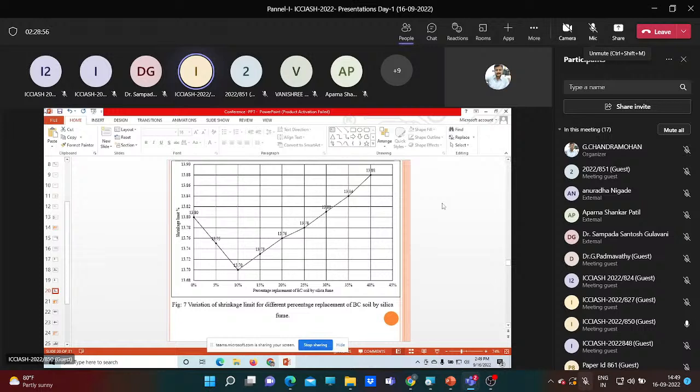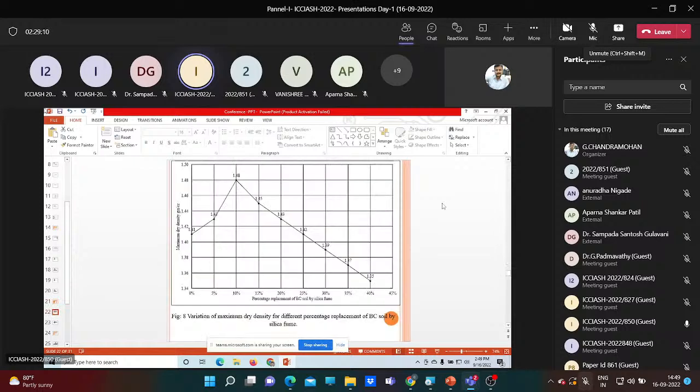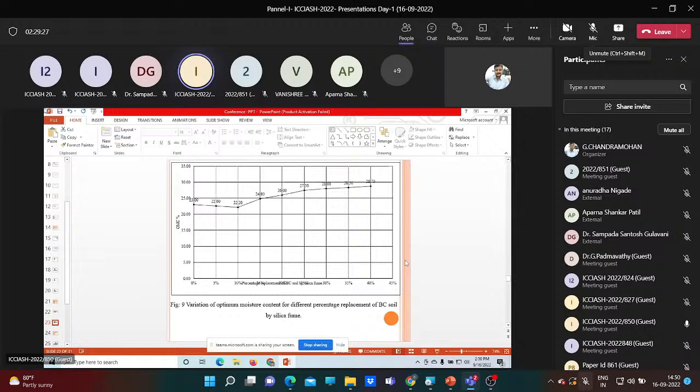So these are the compaction properties, which are the most important property in the construction of roads. Here the maximum dry density was seen at 10%, at 1.48 gram per cc, with 10% addition or replacement of silica fume. Further replacement of silica fume showed a decrease in the maximum dry density. So this is the value of OMC, that is optimum moisture content. For 10%, the optimum moisture content obtained was 22.20%, whereas on further increase it showed an increasing trend.